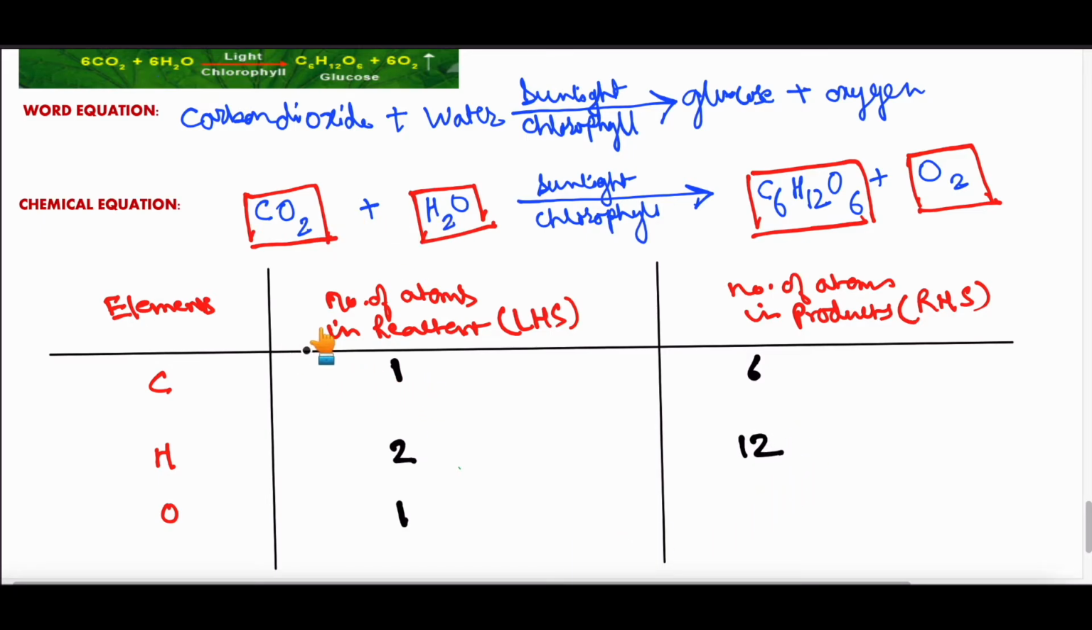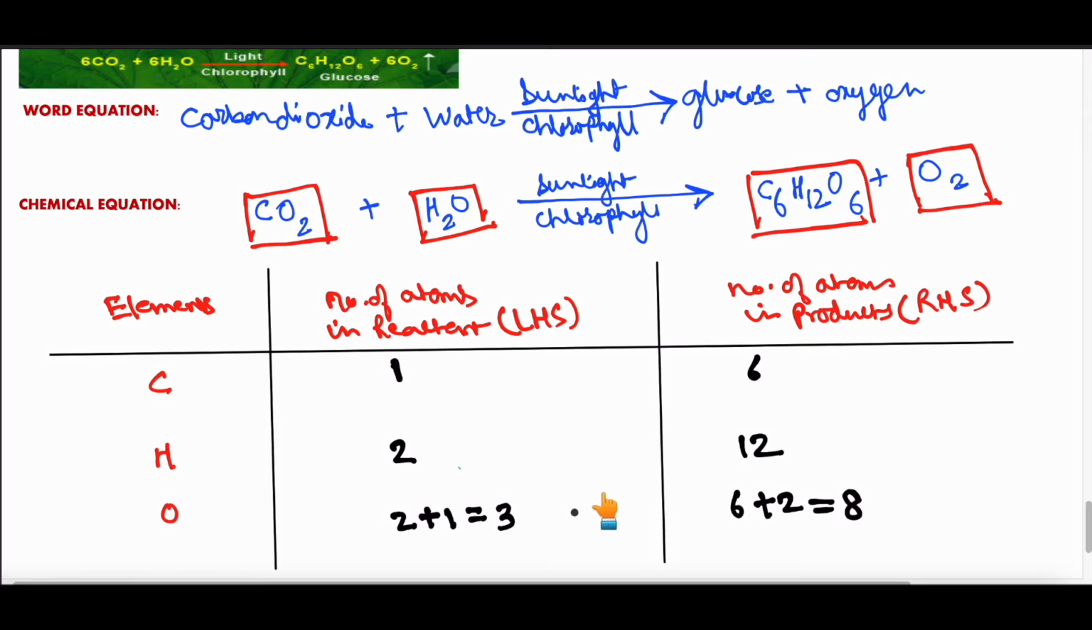Next is 2 times 1 is 2 plus 1 times 1, that is 1 oxygen atom. So on the reactant side we have 3 atoms of oxygen, and on the product side we have 6 times 1 plus 2 times 1, that is 2. So on the product side we have 8 oxygen atoms in total.